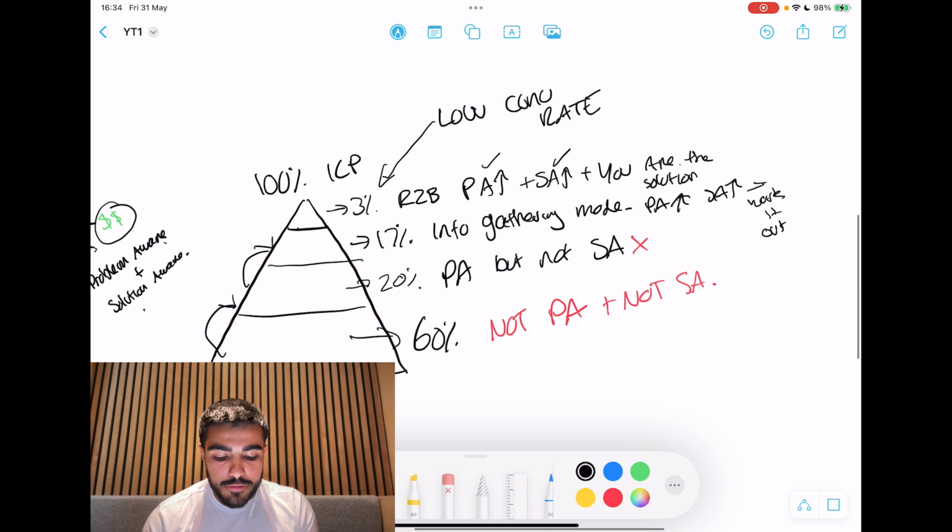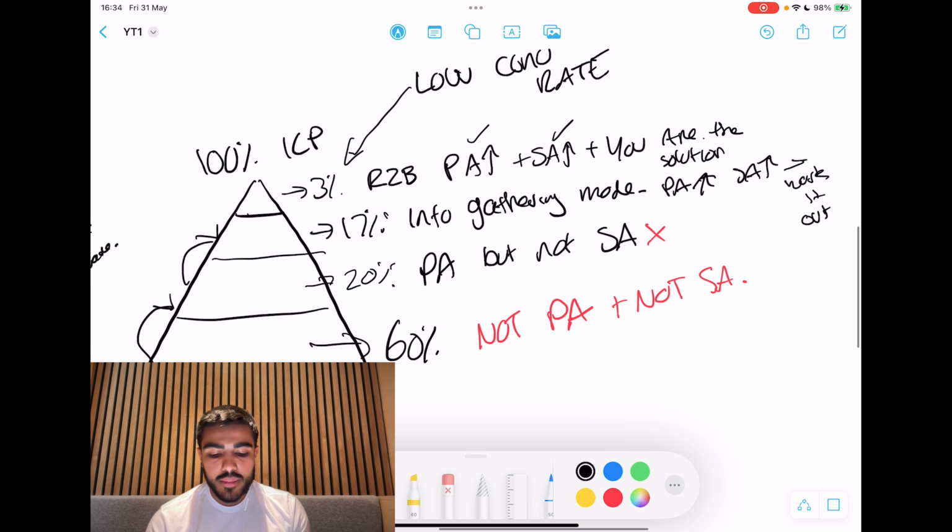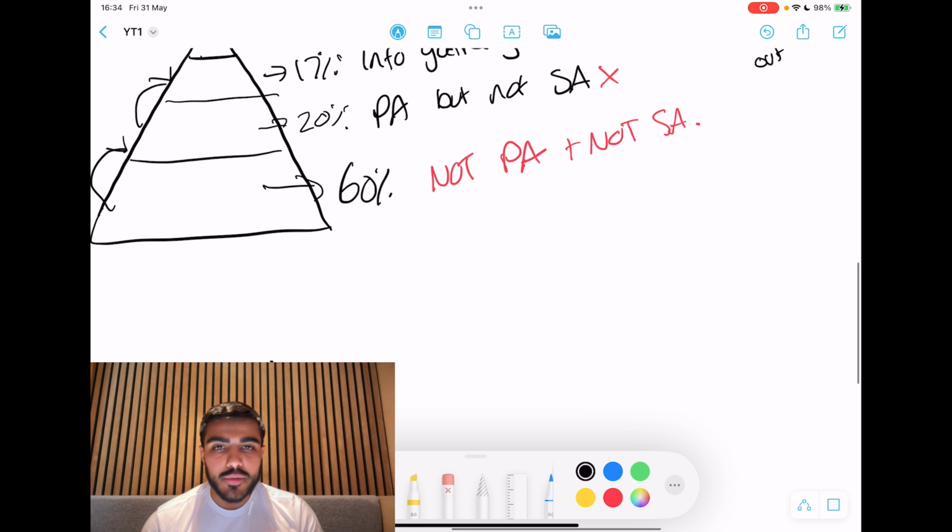Now, if you target these two, then realistically you do something like lead magnets. So a lot of people know what lead magnets are, you hear it all the time, but I want to give you what I think a lead magnet is.